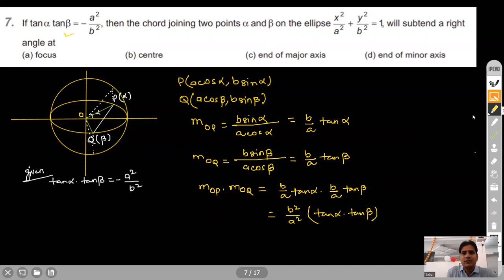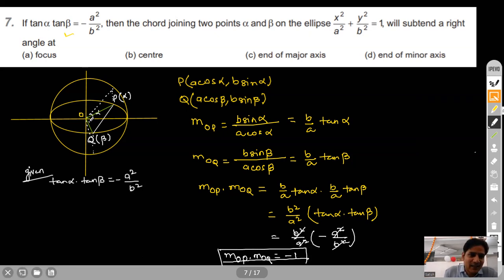What is this value equal to? As per the question, it is equal to minus A square upon B square. So this will be B square upon A square into minus A square upon B square. This B square gets cancelled, this A square gets cancelled, and this is equal to minus 1. So the slope of OP into the slope of OQ, what we got? We got it as minus 1.